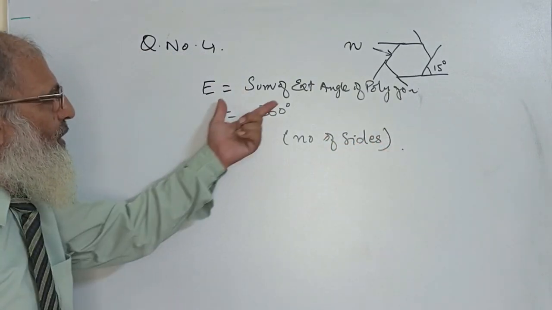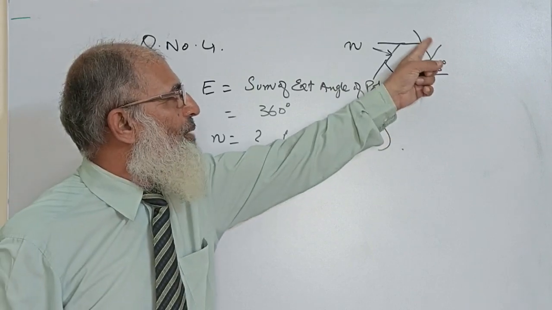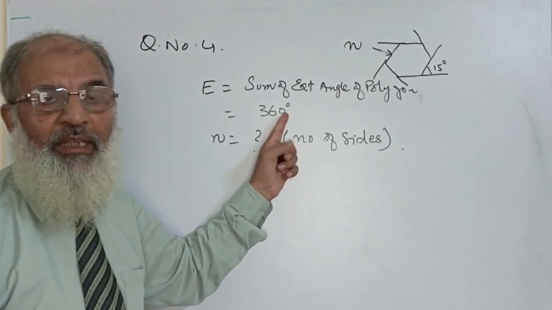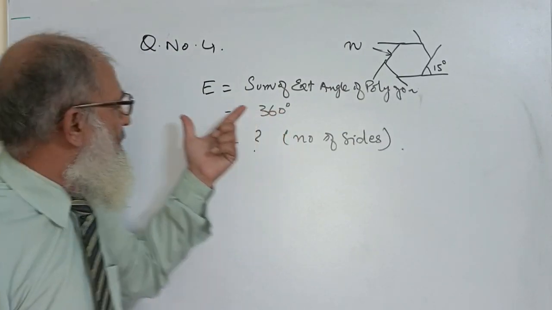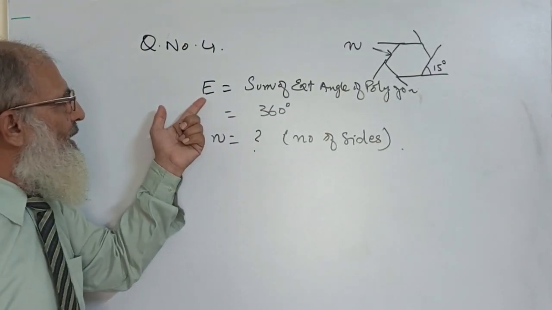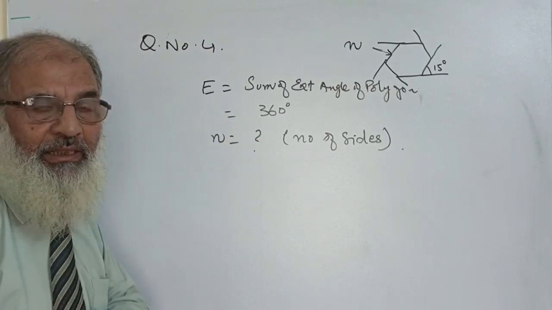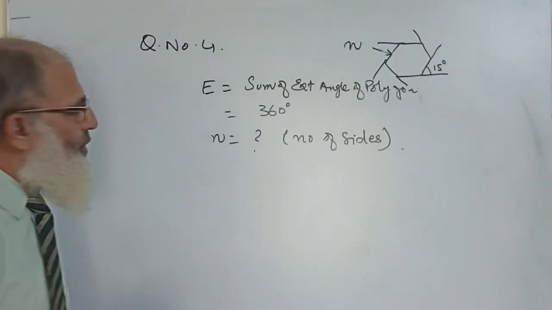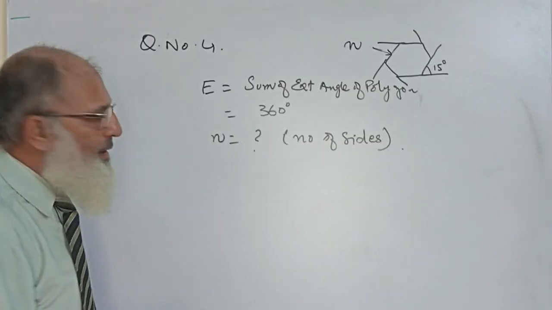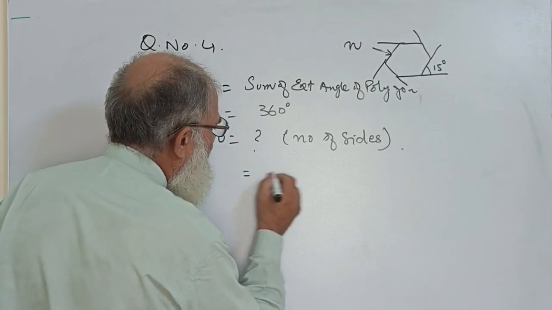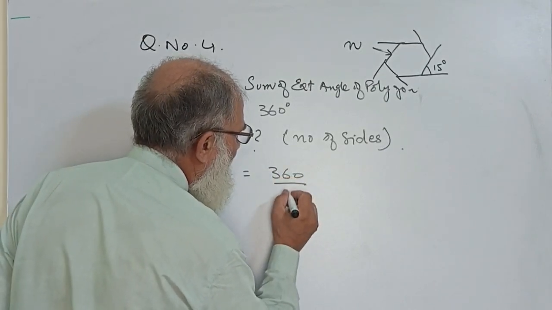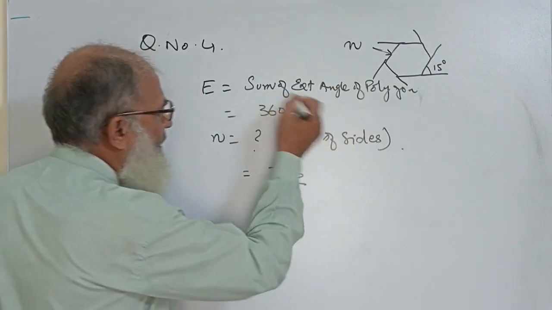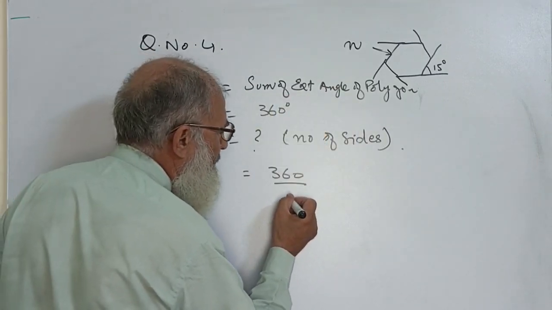We have proved that the sum of the exterior angles in every polygon is equal to 360 degrees. Therefore we can easily say that E is equal to 360 degrees. Since E is equal to 360 degrees, it is very easy to find the sides: n is equal to 360 divided by one angle, which is 15 degrees.